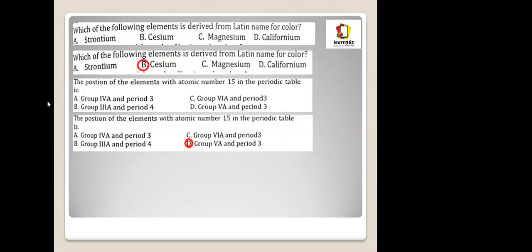Group 5A and period 3. Okay, almost all of you got the period 3 correct. But some of you were very confused whether it was 5 or 4 or 3. Okay? So let's watch a video on it.